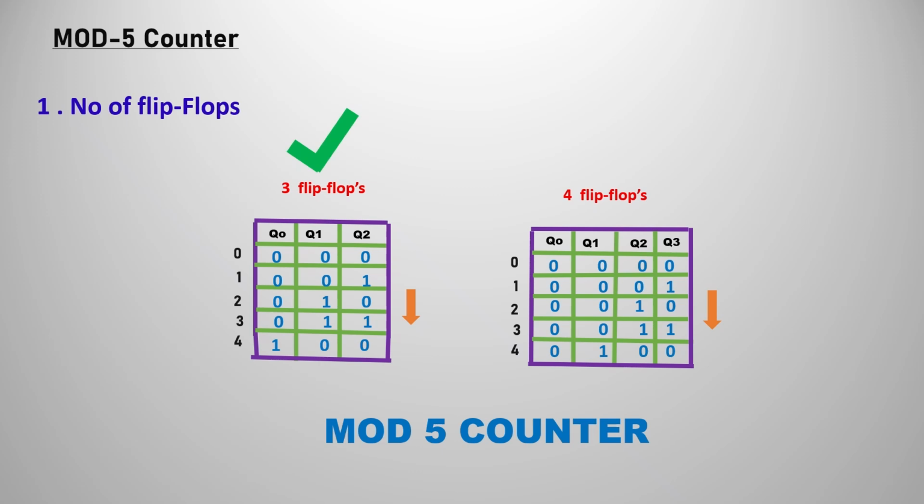Using 4 flip-flops we can also construct it, starting from 0 and ending at 4. But it is very important that ultimately we use the smallest number of flip-flops to build the mod 5 counter. So we can use both of them, but in this video we are going to use 3 flip-flops. So let's start with the 3 flip-flop version.